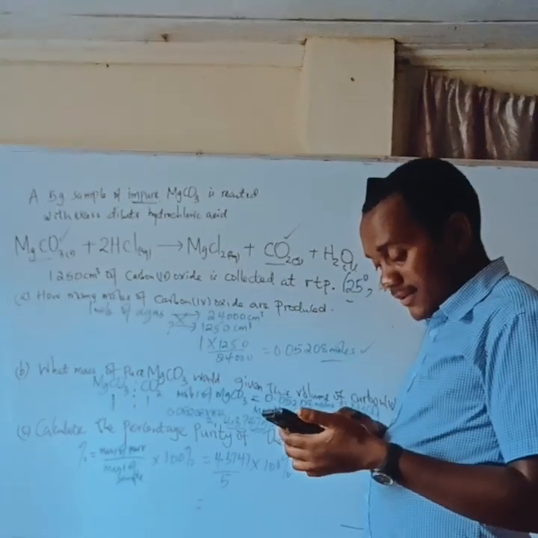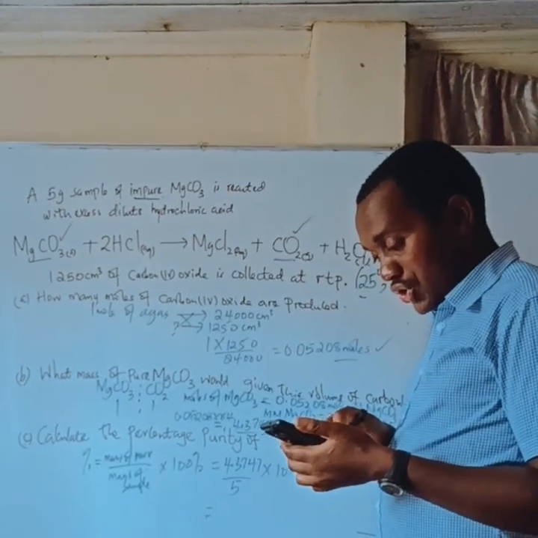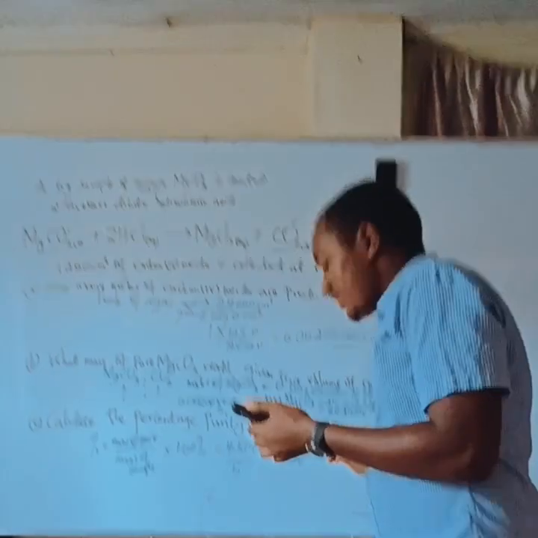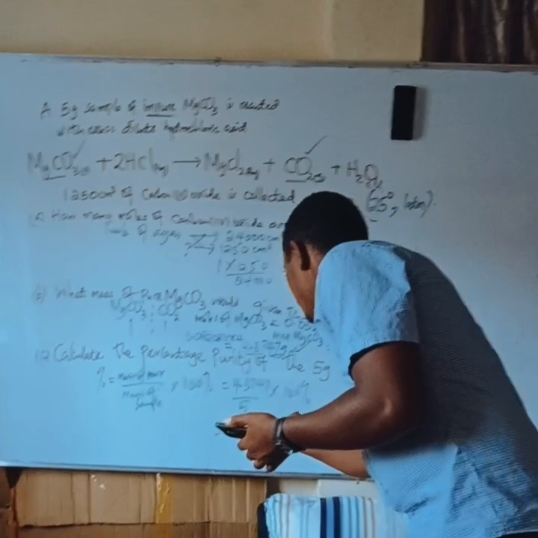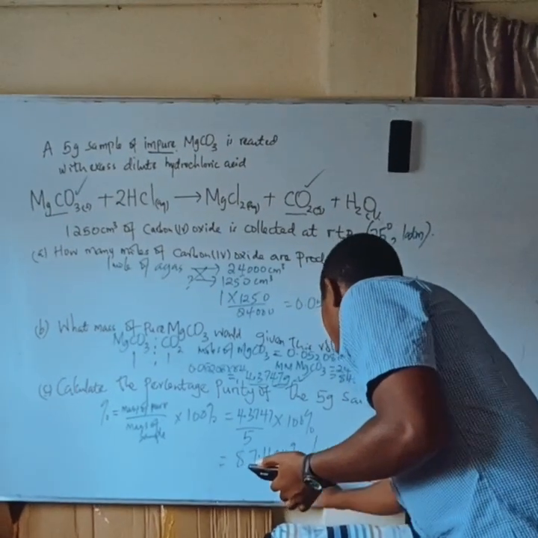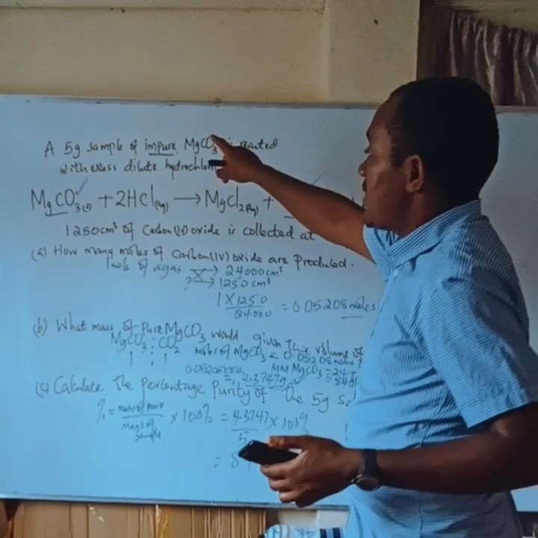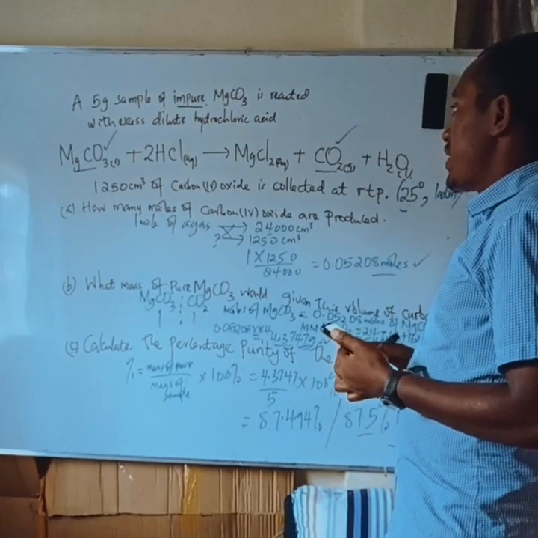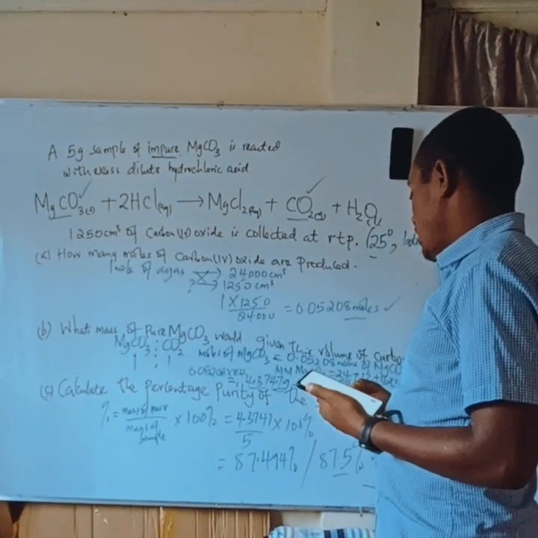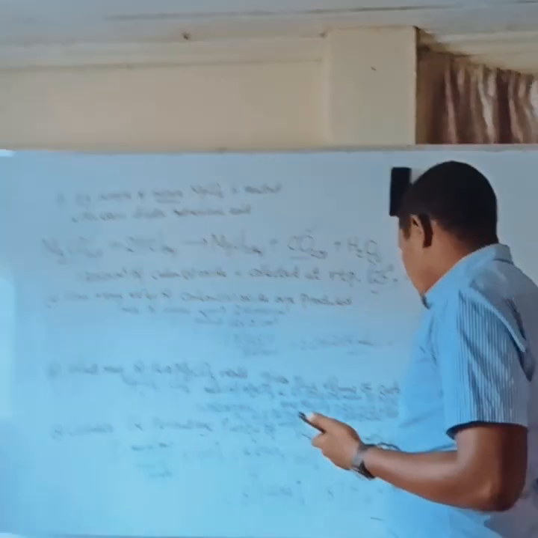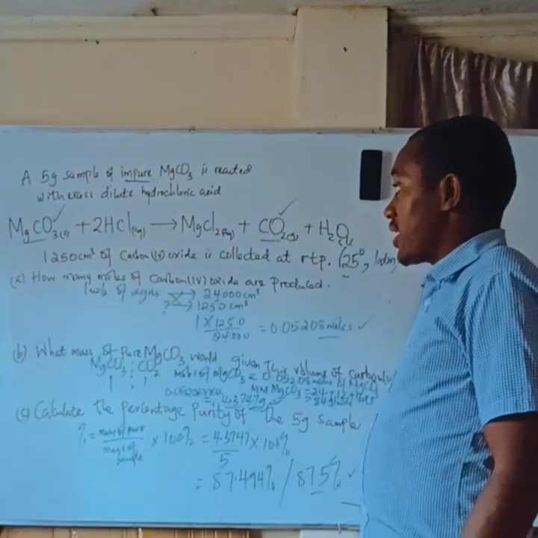Calculating that, 4.3747 divided by 5 times 100%, the answer becomes 87.494%, which is the same as 87.5%. Therefore, the magnesium carbonate in the 5-gram sample is 87.5%, and the other constituents will be 12.5%. So this is how we calculate it.